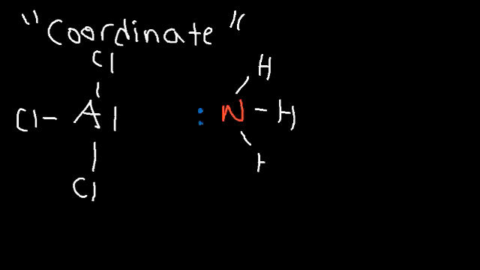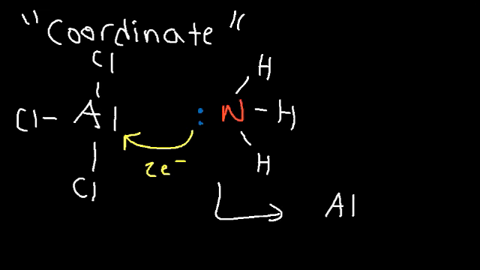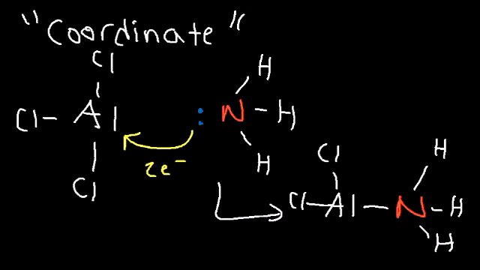When these two interact, the nitrogen atom in ammonia is going to donate both electrons to form the bond between aluminum and nitrogen. And so it's going to look like this. And because nitrogen donated both electrons to form that bond, the bond between aluminum and nitrogen is called a coordinate covalent bond.